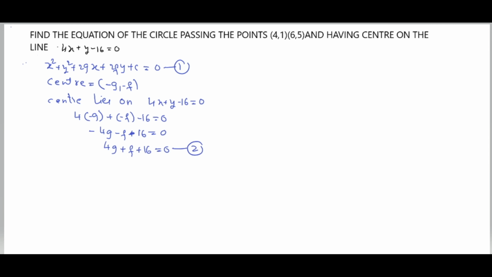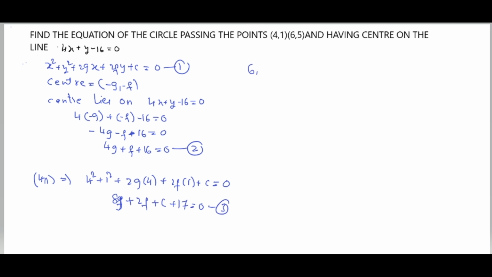And the circle passes through the point (4, 1). Substituting (4, 1) in the general equation, 4 square plus 1 square plus 2g into 4 plus 2f into 1 plus c is equal to 0. This is 4 square plus 1 square, 16 plus 1 is 17, 2g into 4, that is 8g plus 2f into 1, 2f plus c plus 17 is equal to 0. This is the third equation.